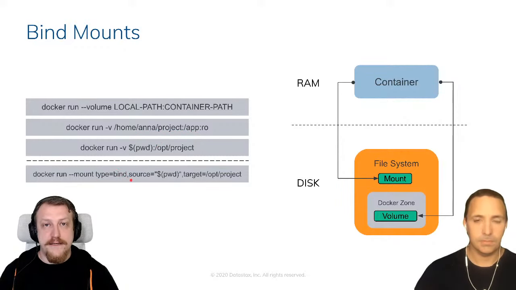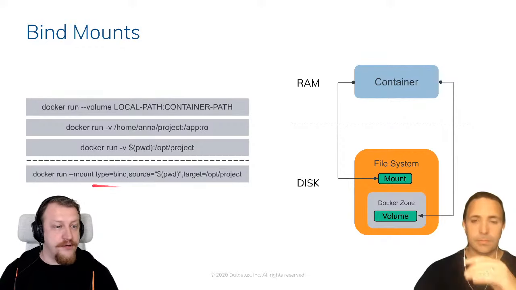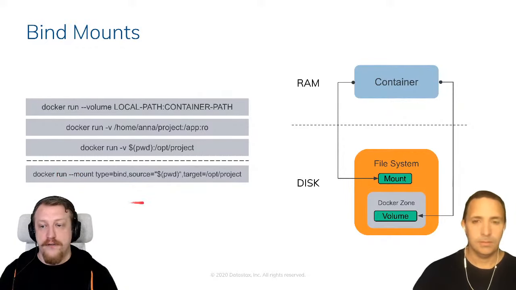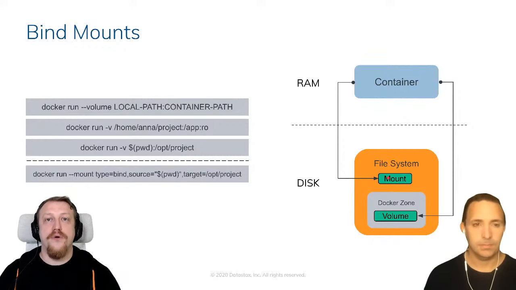There are two ways. If you're already using dash v, it's fine, it's not yet deprecated. Maybe it will not be deprecated, I don't know. But dash dash mount is the new recommended way to mount things. And when we go from the container, this folder is mounted to the file system you are working with.